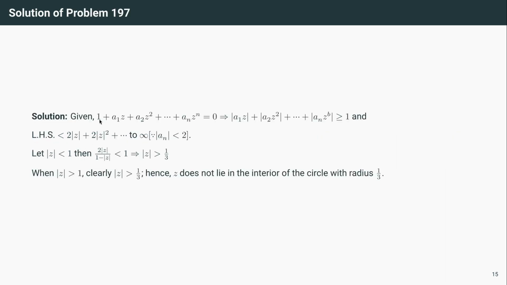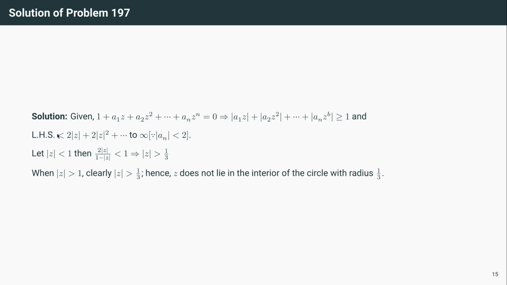So we are given that 1 plus a1 z plus a2 z square plus up to an z to the power n is equal to 0. We take modulus of both sides. So 1 we bring to the right hand side, and modulus gives us mod a1 z plus mod a2 z square up to mod an z to the power n. This should be n, not b, greater than or equal to 1.